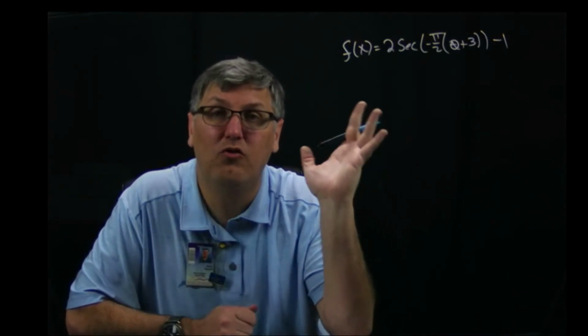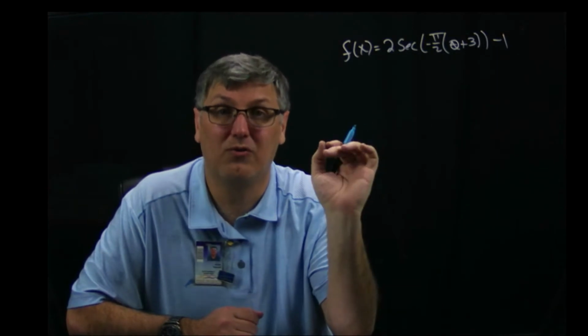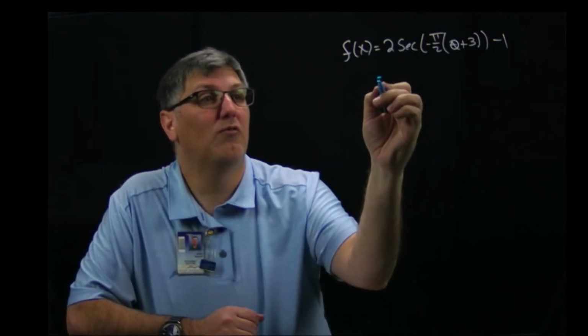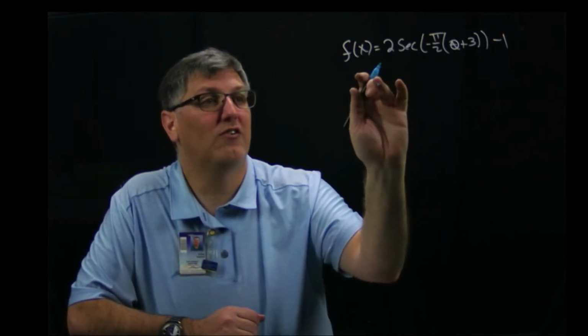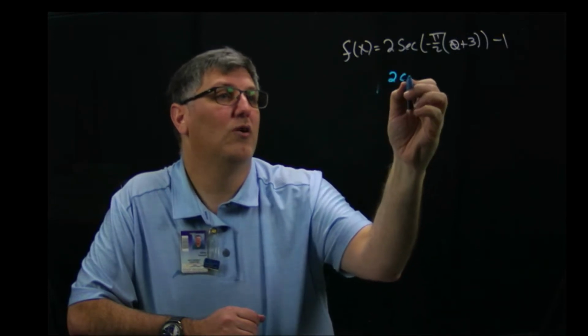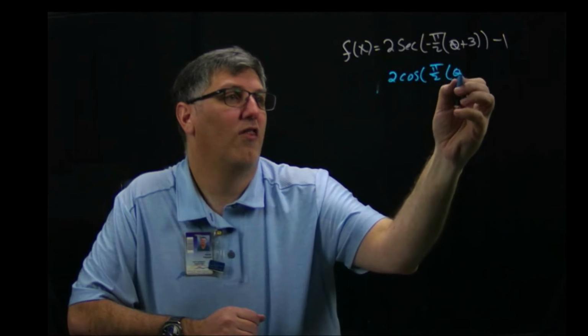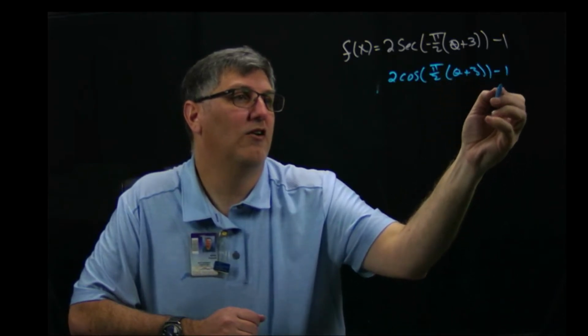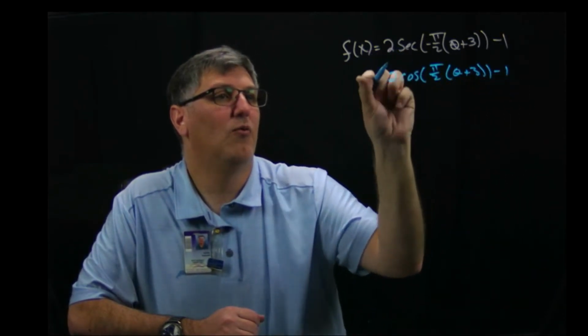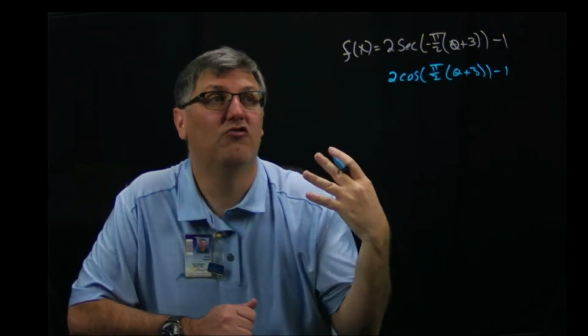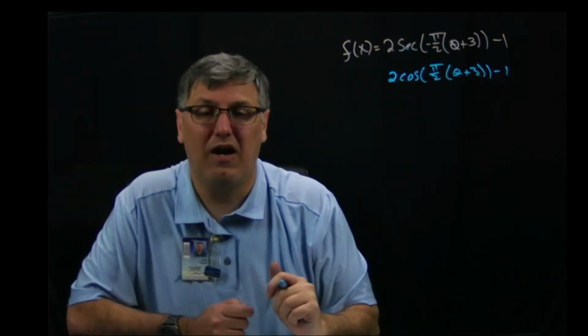So same idea of transformations, but here I'm going to use my cosine wave to construct my secant wave, because the secant and cosine are the reciprocals of each other. So what I'm going to do is write, I don't need an equal sign because they're not the same, 2 cosine of pi over 2 theta plus 3 minus 1. I'm going to graph this, and once I graph that, I'm going to use that to construct my secant graph.